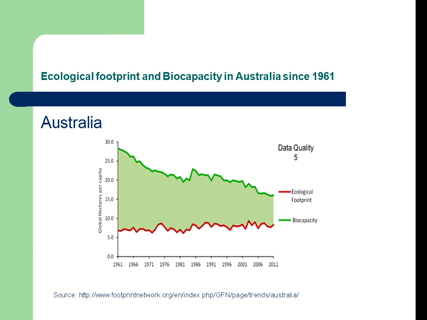Ecological footprint and biocapacity in Australia since 1961. According to this chart, carbon has been the dominant component of humanity's ecological footprint for more than half a century. In 1961, carbon was 36% of our total footprint, but by 2010 it comprised 53%.